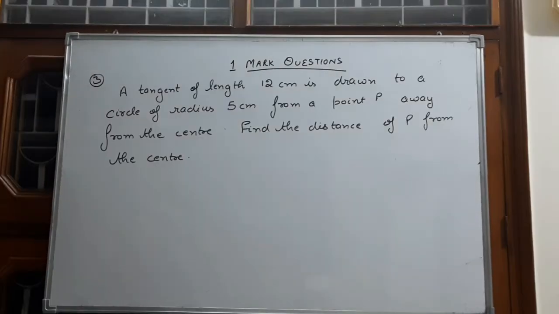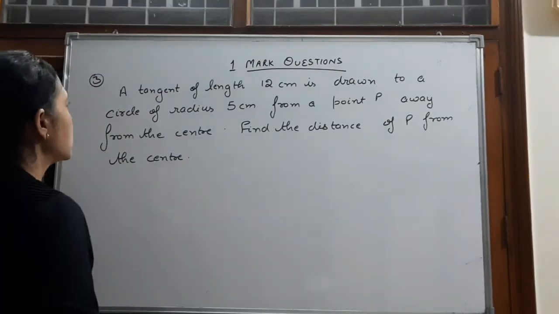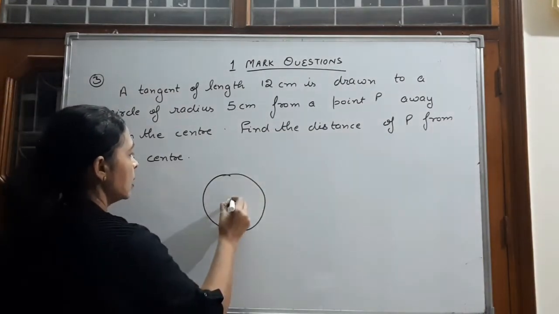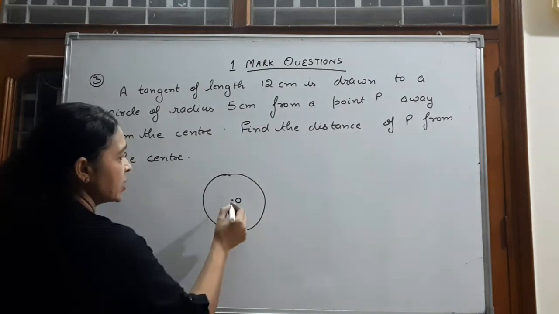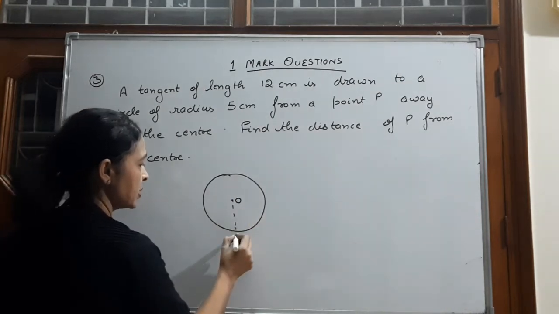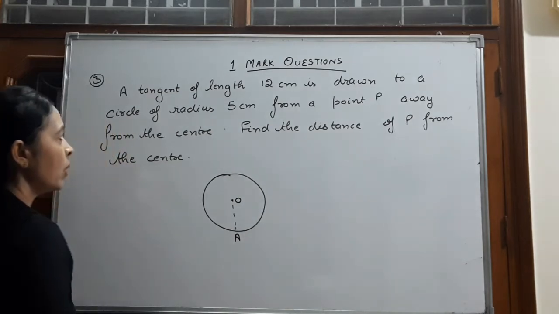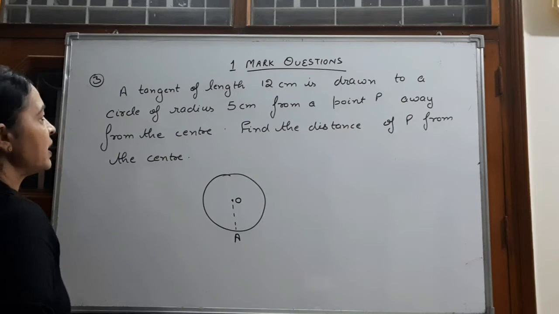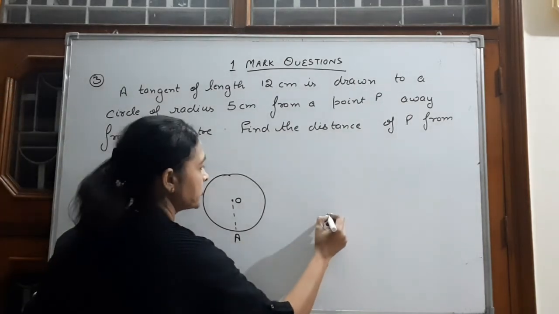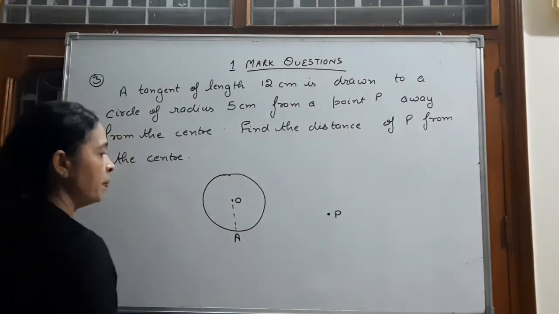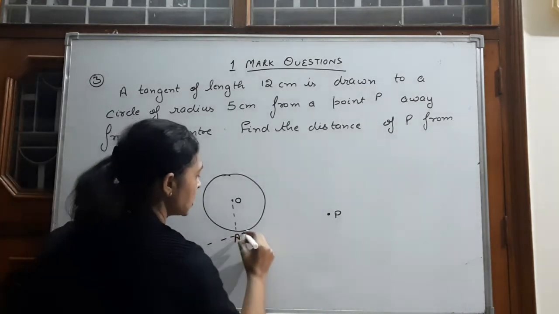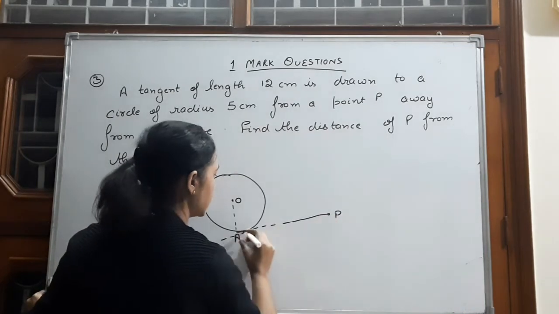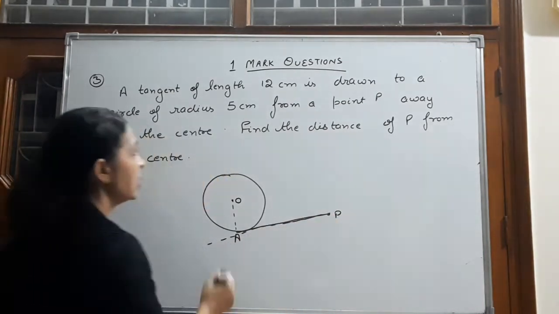A tangent of length 12 cm is drawn to a circle of radius 5 cm. We have a circle with center O and the radius of the circle is 5 cm. Let it be point A. OA is 5 cm. A tangent is drawn to the circle. Here is point P. Let A be the point of contact where the tangent is touching the circle.